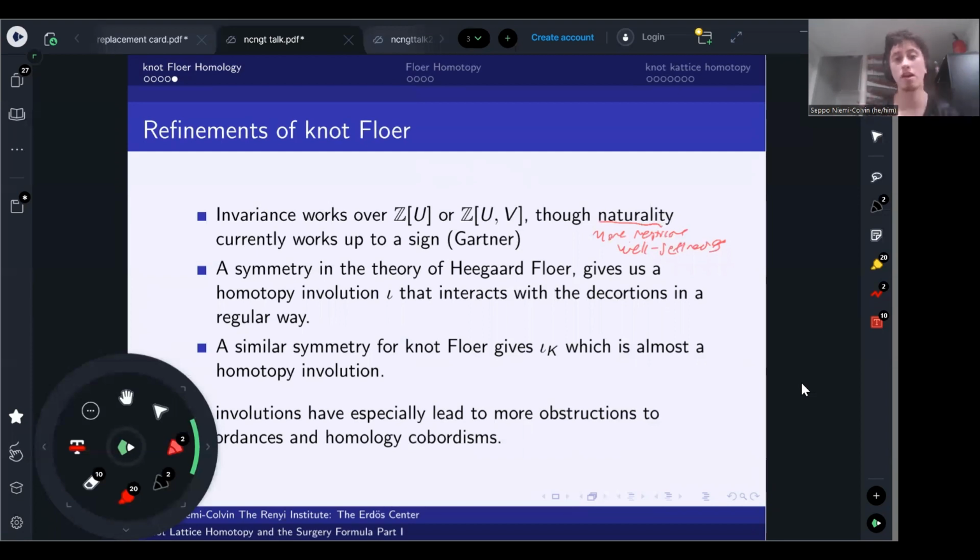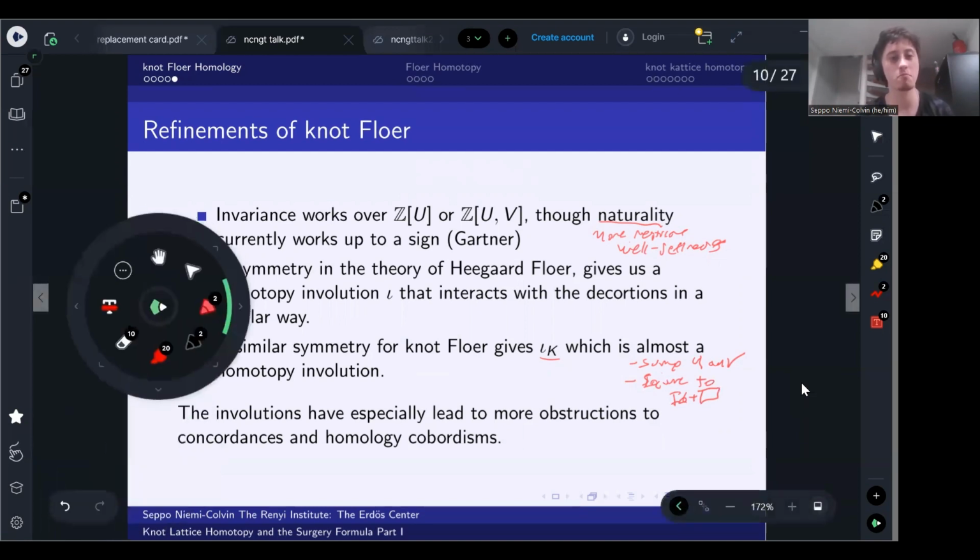Furthermore, there's a symmetry in the theory of Heegaard Floer, which paired with first-order naturality statements for F[U], gives us a homotopy involution that interacts with the decorations in a regular way. A similar symmetry for knot Floer gives iota_K, often called the knot involution, which is almost a homotopy involution. Almost, in particular, it will swap U and V, and it's going to square to the identity plus another term that is well understood. So it is not always an involution, but it is close enough that it is still called the knot involution.